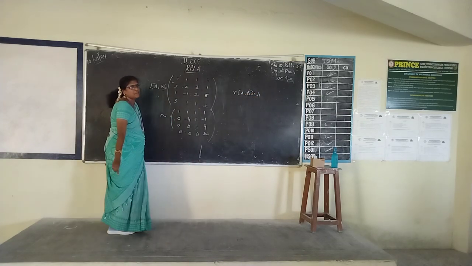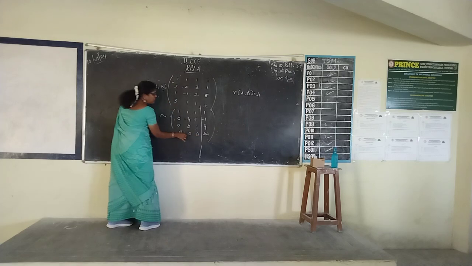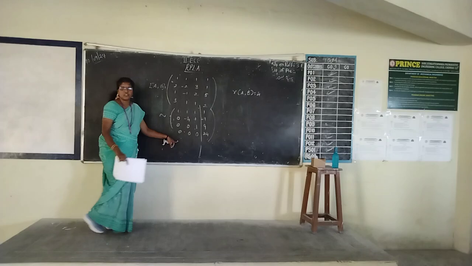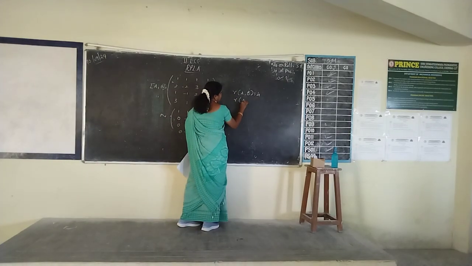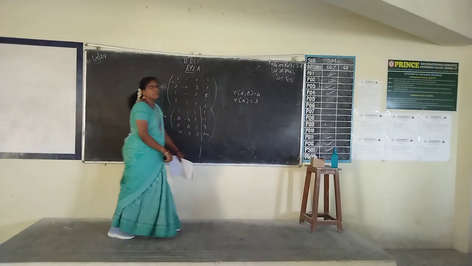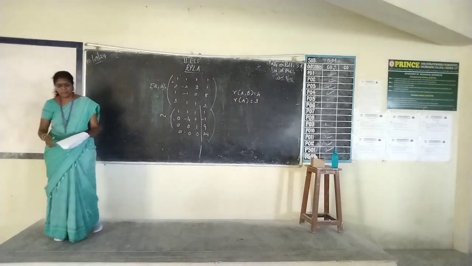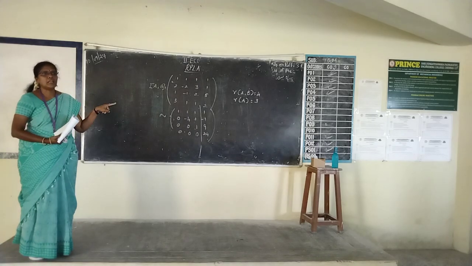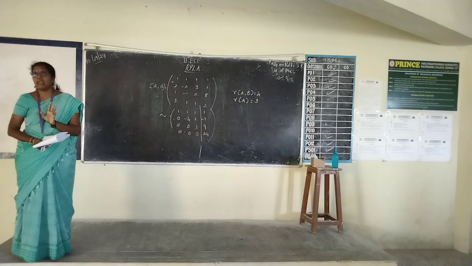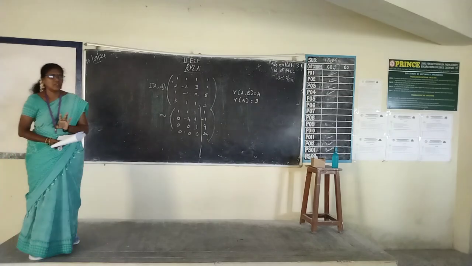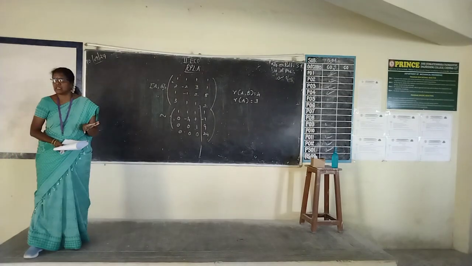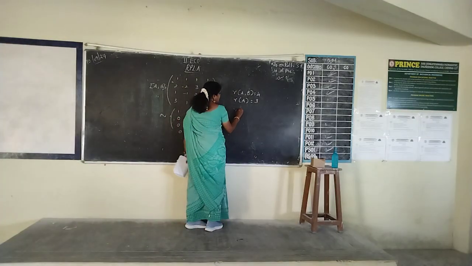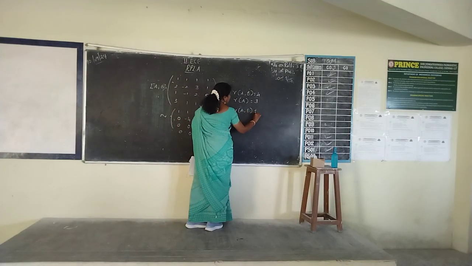Now you have identified the rank of [A, B]. Ignore the last column. This is your matrix A. What is the rank of A? 3. Because the last row is 0. So rank of A equal to 3. Now tell me, whether the system is consistent or inconsistent? The rank of [A, B] is not equal to rank of A. Only if it is equal, we can find the solution. The solution exists. Otherwise, the solution does not exist. So the rank of [A, B] is not equal to rank of A.